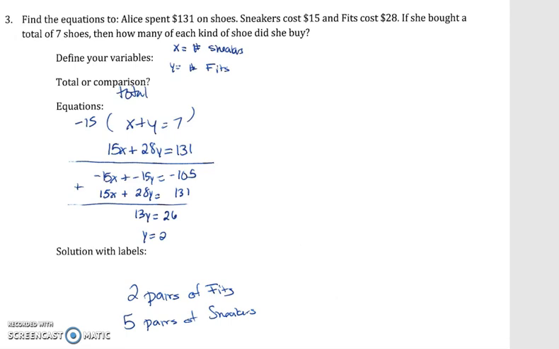Again, go ahead, pick your method. Substitution would definitely be doable. Again, you can tell that I chose elimination. It's just my favorite method, so I use it a lot. You can see the work that I did there. I got to an answer of 2 Fitz. There were 7 shoes total, so 5 sneakers. That was probably a pretty easy solution. Okay, all right.